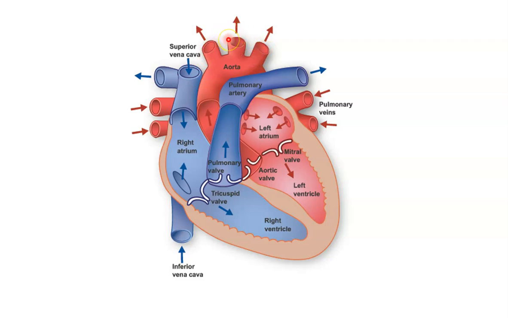These are going to take the oxygenated blood to the arms and to the head, and then you'll have what's called the descending aorta, which you can't see here, and then the branches off that will take it to the torso, and then it will go to the legs all the way throughout the body.